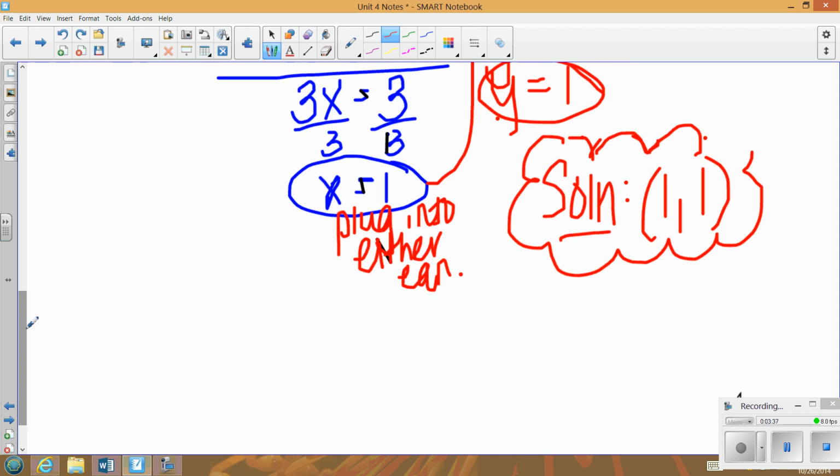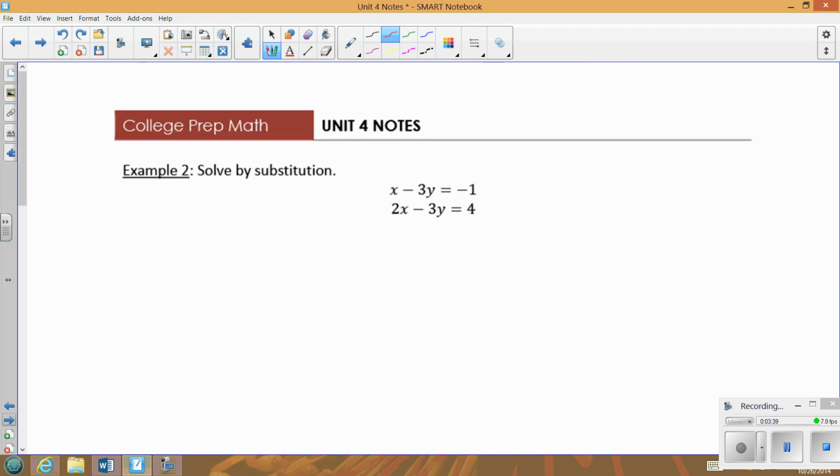So let's try another example. For this one, we want to solve by substitution. The difference in this example compared to example 1 is that when you look at both of these equations, neither of them is solved for a single variable. But if I look at this first equation, it's going to be pretty easy for me to get x by itself since there's no number in front of x. So I'm going to rewrite this first equation so that x is by itself.